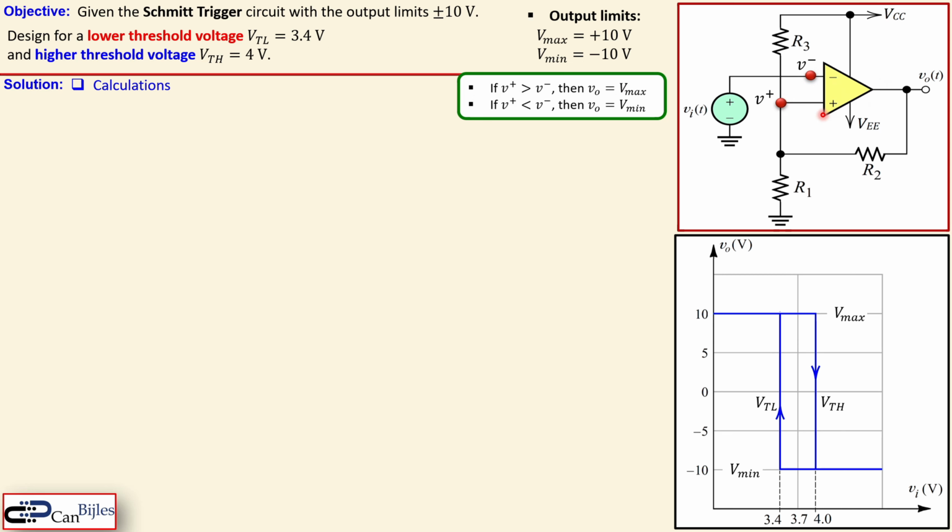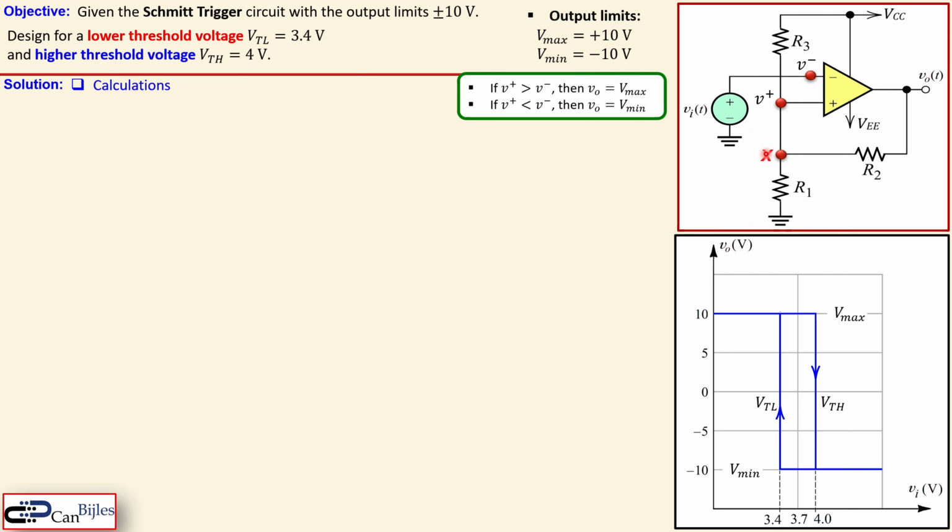Our notion here is that the two input terminals of the operational amplifier will determine what the value of the output voltage will be. If the V plus, which is this node, is larger than the V minus, so if the non-inverting voltage is larger than the inverting voltage, then we have VO as Vmax, so it will be plus 10 volts. But if it is reversed, so if this voltage is lower than the V minus, then you get a Vmin. So it is actually two states, which is also called bistable, as discussed in the previous videos.